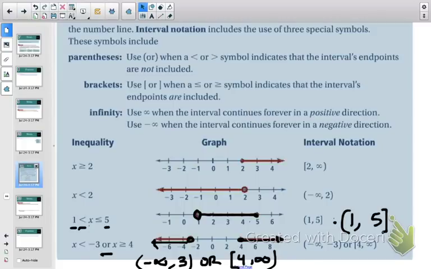We also can use a symbol called a union. Basically we just replace this or, and it looks like a U.